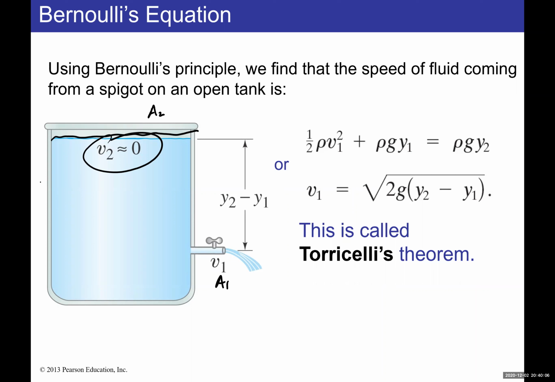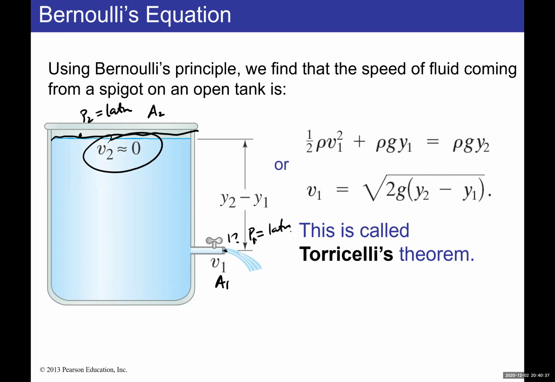Okay. Now, also, what is, for example, pressure 2? Well, pressure 2 is atmospheric pressure. So you can say this is 1 atm, because that surface, that point 2, is open to the atmosphere. How about pressure 1? What is pressure 1? Well, that is also open to the atmosphere, so that means pressure 1 is also equal to 1 atm. Then what will be the speed of the water coming out through that opening?